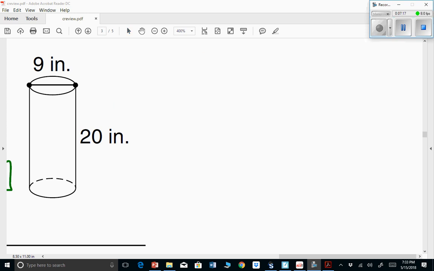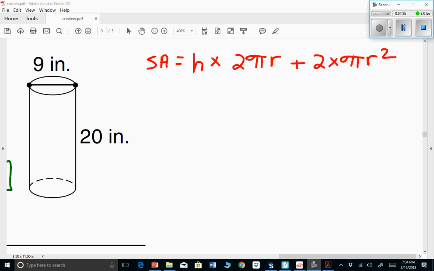Okay, here is the formula for the surface area of a cylinder. You need to have that in your notes. Surface area equals height times 2 pi r plus 2 times pi r squared. Now let's go back to this net.